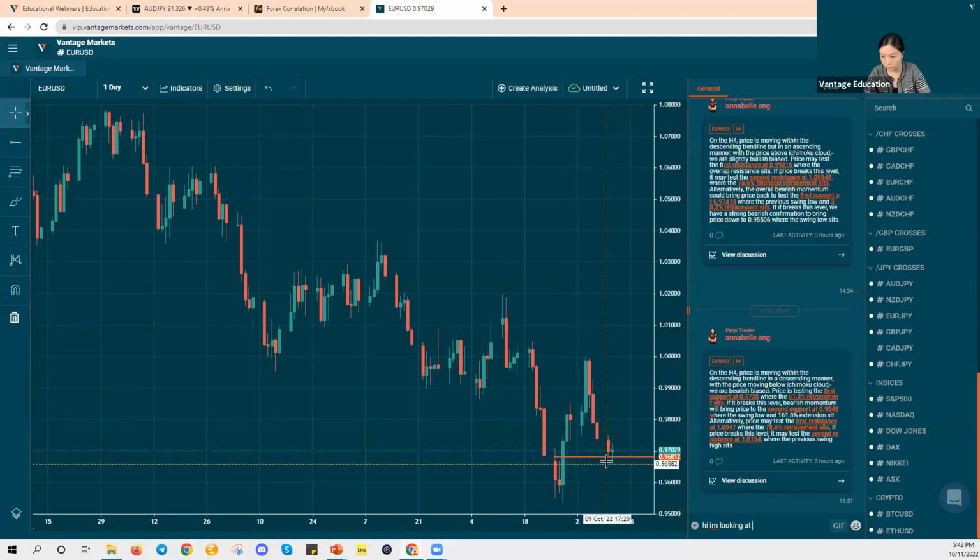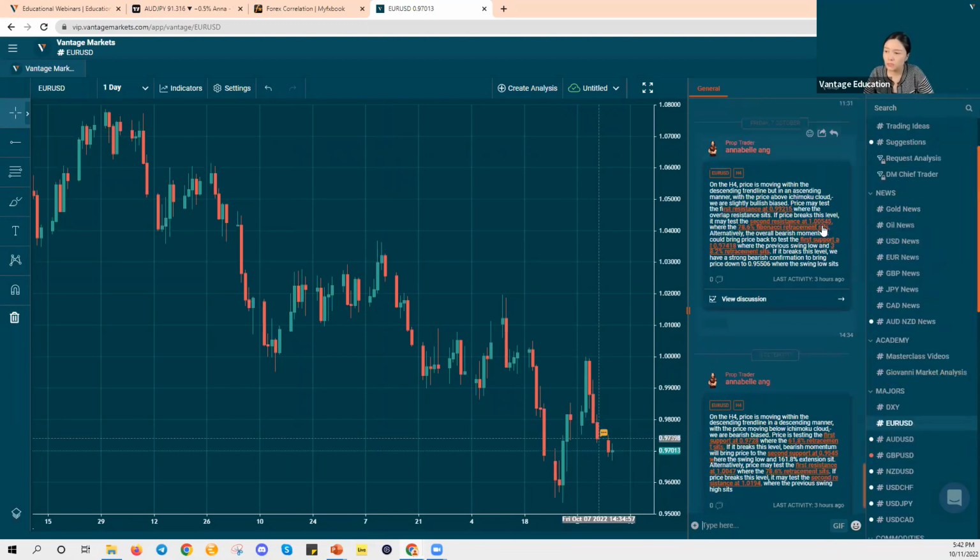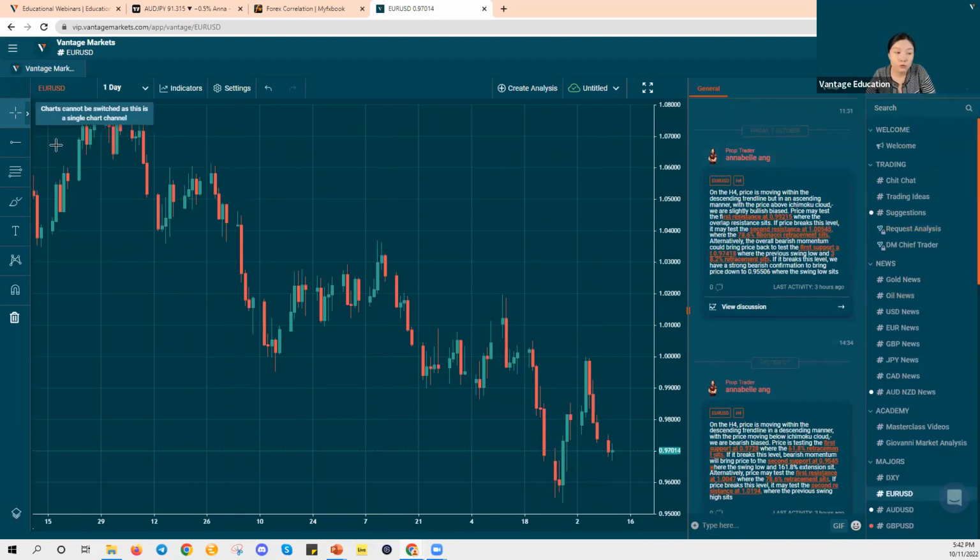Okay, you highlight and then you let us know which level you're looking at. Do you think there will be a breakout, for example? Then you can highlight the level and we know exactly what you're talking about. So this is how the VIP portal works. It's very interactive, so do check it out.